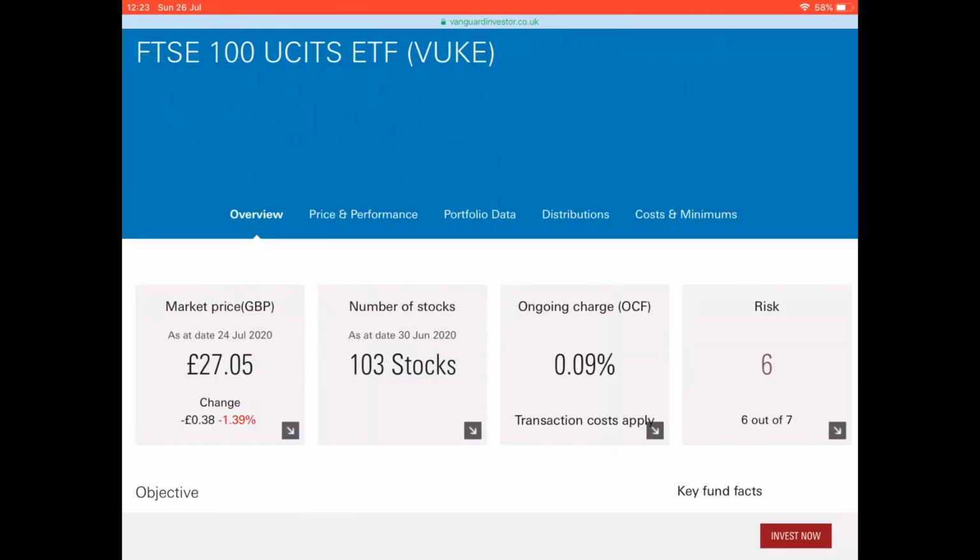If we have a look at the main overview of the FTSE 100 ETF, you'll be able to see that the current market price of the fund is £27.05, and that's decreased by 1.39% over the last day. Within the FTSE 100, there are currently 103 stocks, and we'll take a quick look at what those are in a moment. As I've already said, the ongoing charge fee for the FTSE 100 ETF on the Vanguard platform is incredibly low, at just 0.09%.